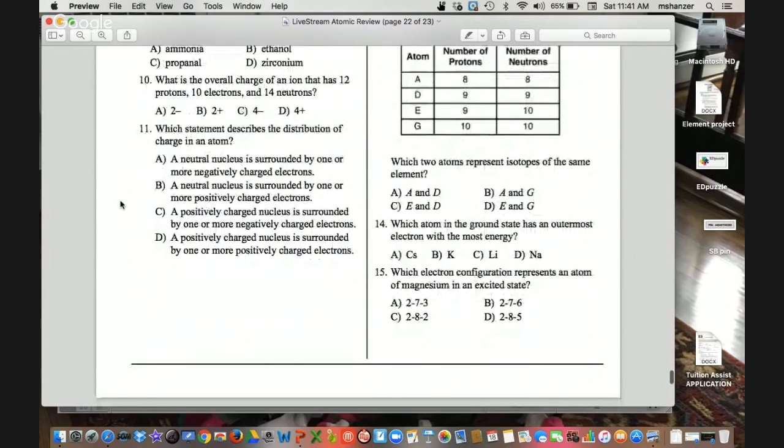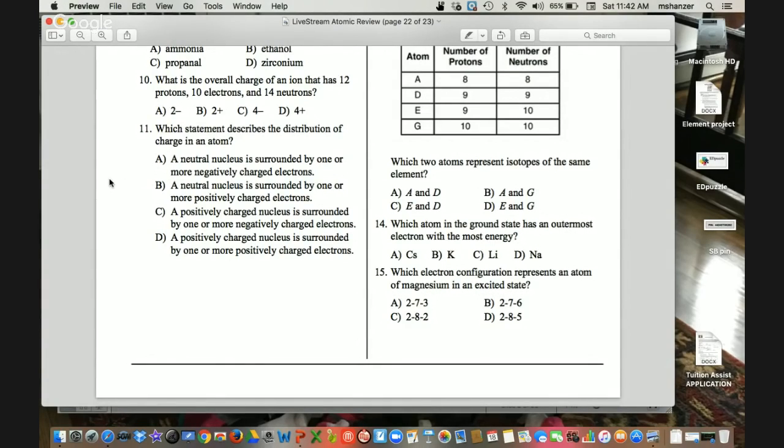Which statement describes the distribution of charge in an atom? So remember, you have 3 subatomic particles. You have a proton that's positively charged, that's in the nucleus. You have a neutron that has no charge, it's also in the nucleus. And then you have electrons outside the nucleus, which are negative. So we want to look at these answers. If we look at the first one, a neutral nucleus, well, that already can't be true because the nucleus is always going to be positively charged. So choice A and B are off the table.